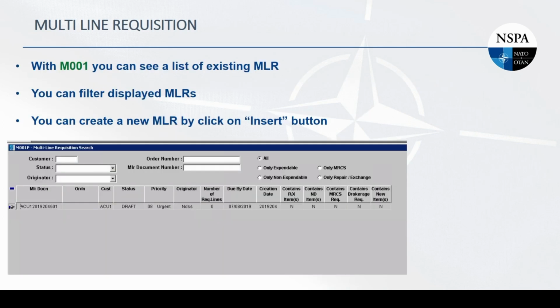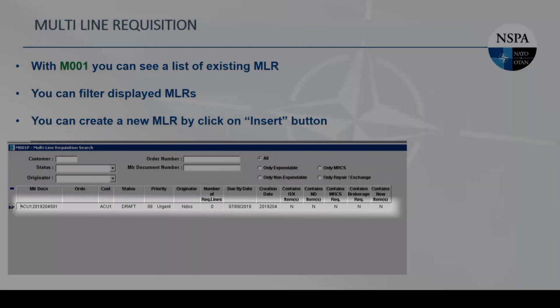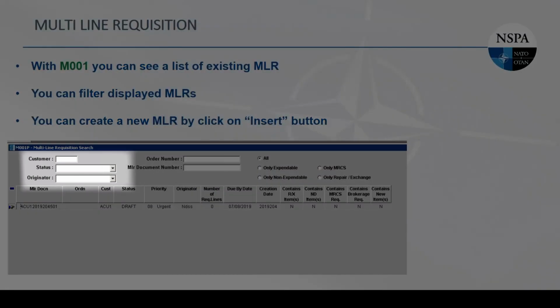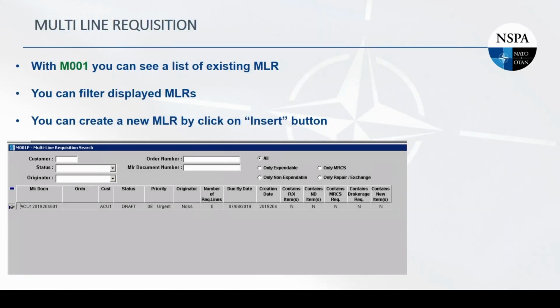So with the M001 application, you can see a list of existing MLRs. You can filter by using the filter option, for example, by customer, different status, originator, and by originator we mean NDSS or, for example, CusTrack. So you can filter on the different subjects. You can create an MLR by clicking on the Insert button.